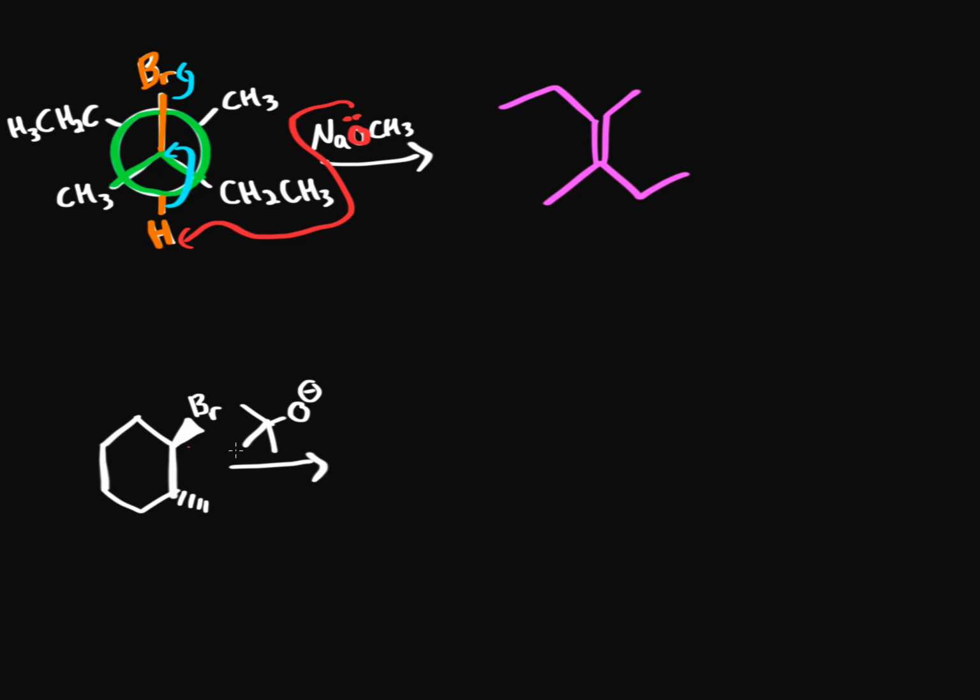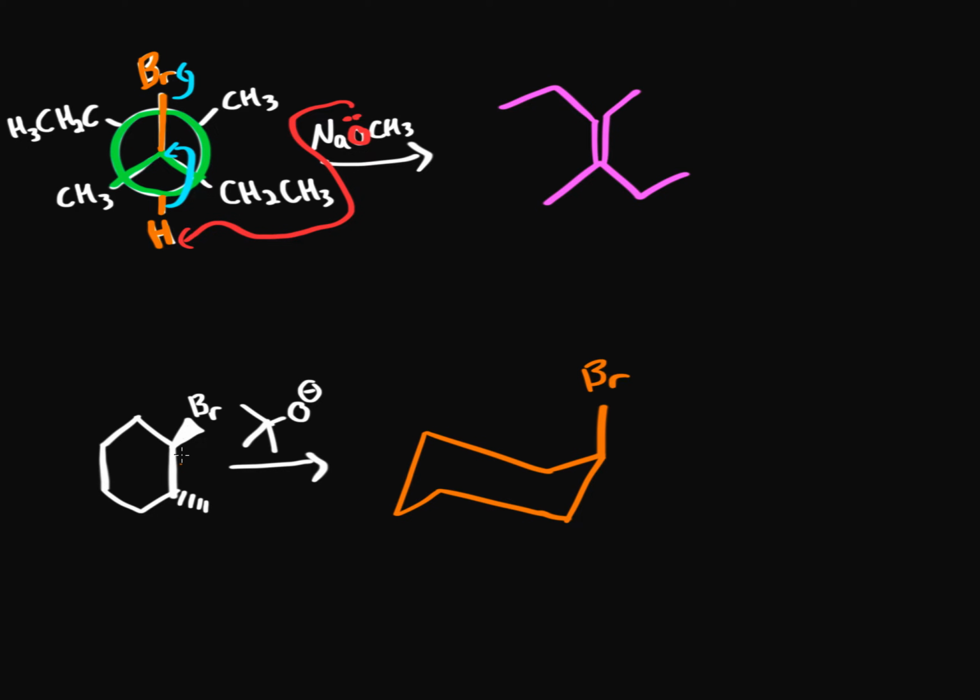Now, for this next example, not only do we need the hydrogen to be anti to the bromine, but we also need the bromine to be axial. And so let's draw the conformation for the cyclohexane where the bromine is going to be up and axial. And so I'm going to draw the conformation like this. I'm going to put the bromine right here. So the bromine is going to be up and axial.